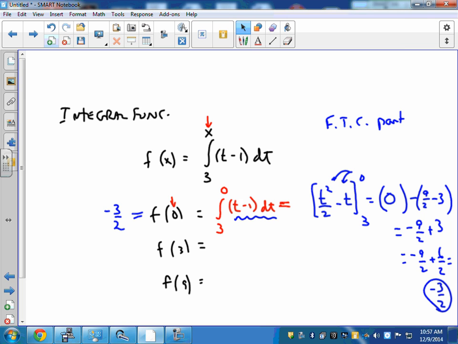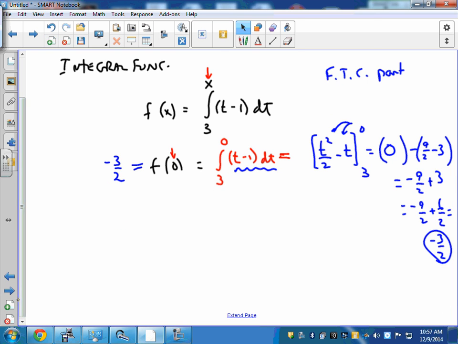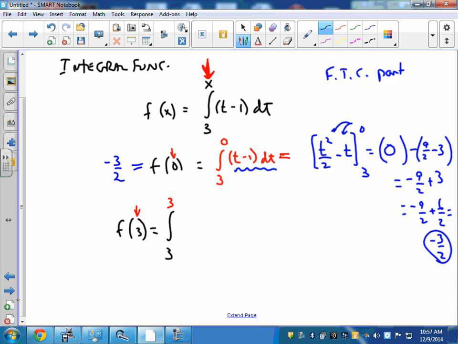Okay, f of 3. F of 3 is even easier. Let me put a little bit more room down in here. Okay, so f of 3, again, putting 3 in place of x up here at the top. We get now the integral from 3 to 3 of t minus 1 dt, and that should obviously be 0. Okay, don't need to evaluate this. Remember, integrating any function between the same upper and lower limits, any function whatsoever, you're always going to get 0. Okay, so that one is a quickie.